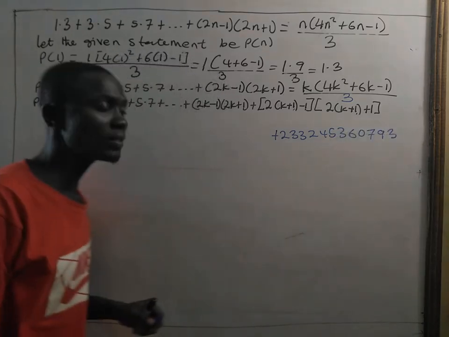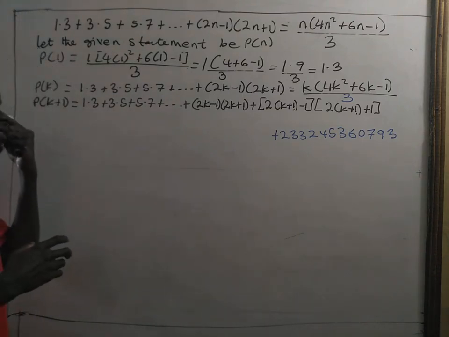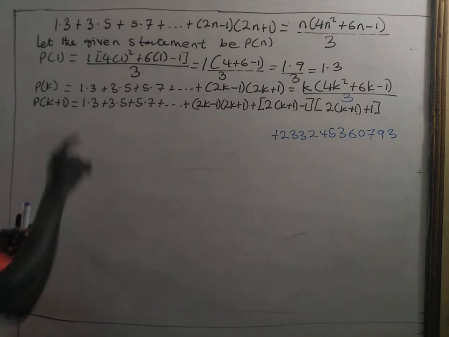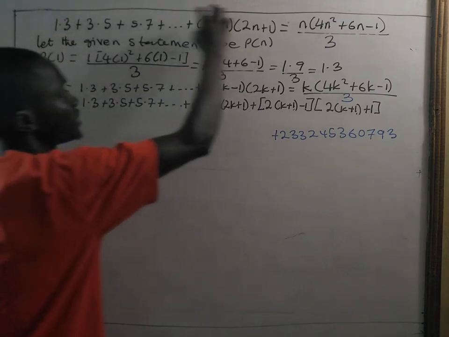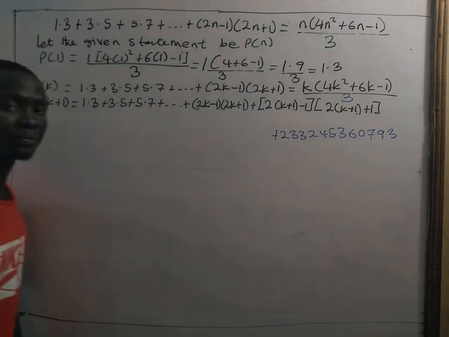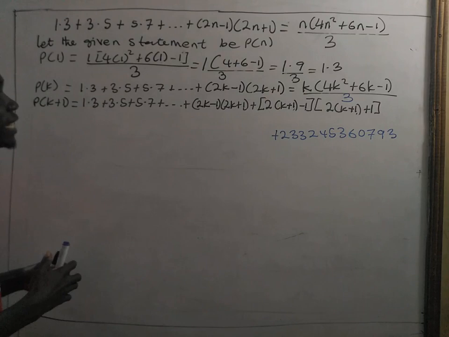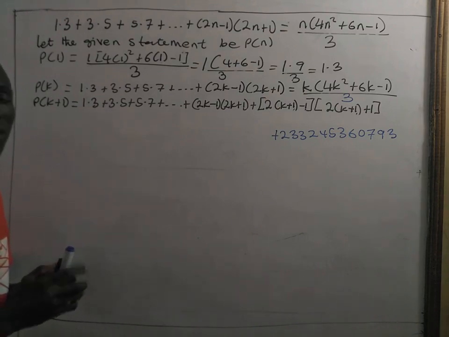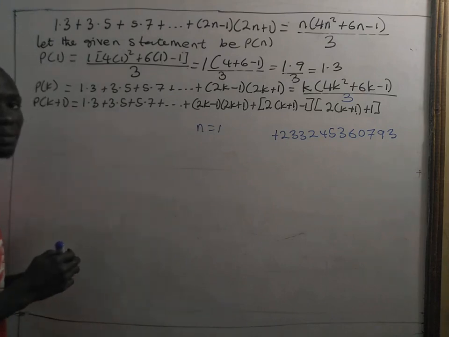Now, for the principle of mathematical induction, first we let the given statement be P(n). So this is the given statement. We let it be equal to P(n), and then prove that the base case is true. That is, the base is taking n equal to 1. So that's the first step.